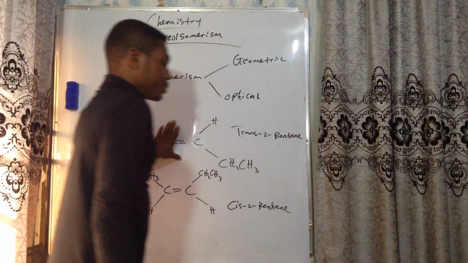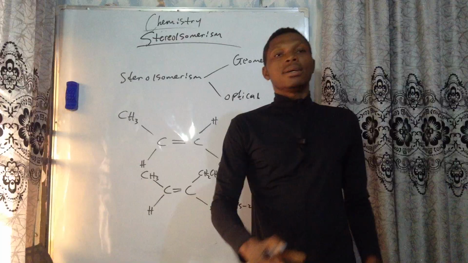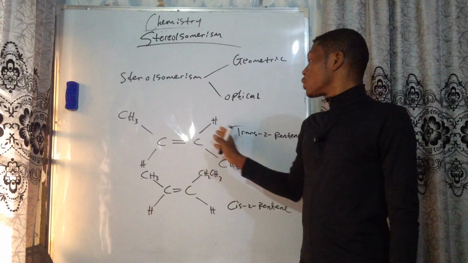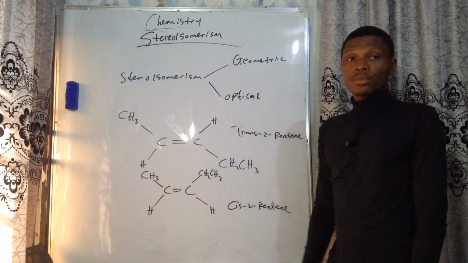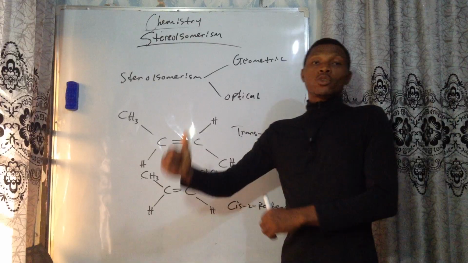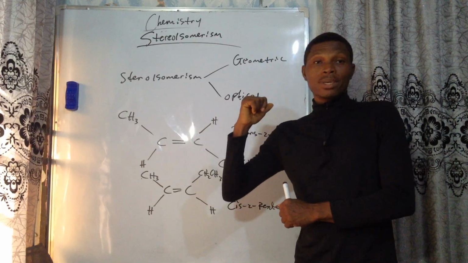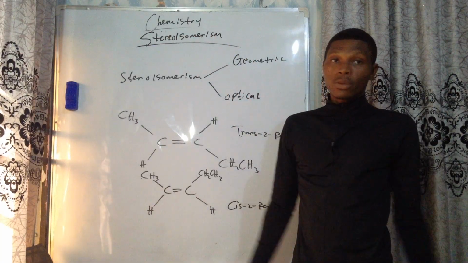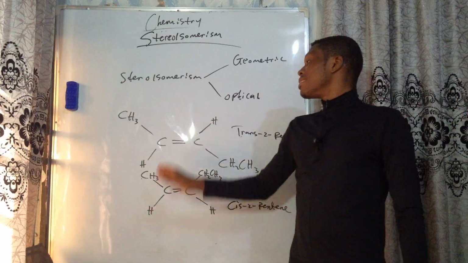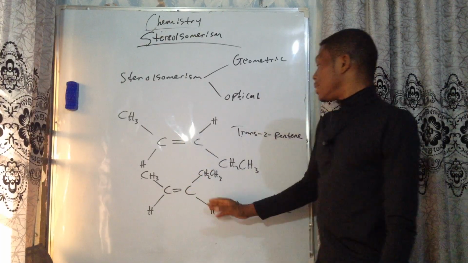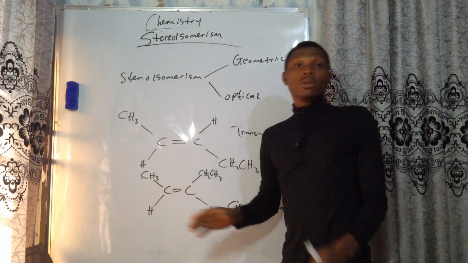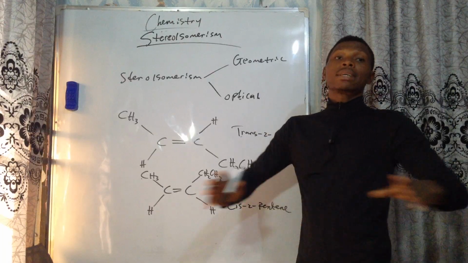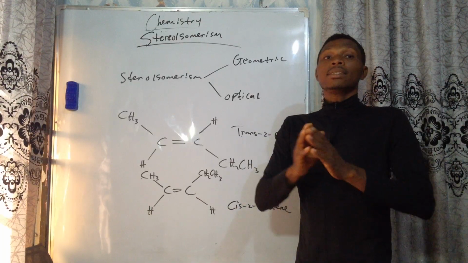You see this double bond there? It restricts rotation. This double bond prevents free rotation of the attached groups. You understand? Unlike structural isomerism, where they will be forming branches, they will just be free to rotate anyhow they like. No, it doesn't happen here. This one restricts free rotation. So either they are on the same side, which gives rise to the cis form, or at different sides, which gives rise to what? The trans form. They exist in cis and trans forms.